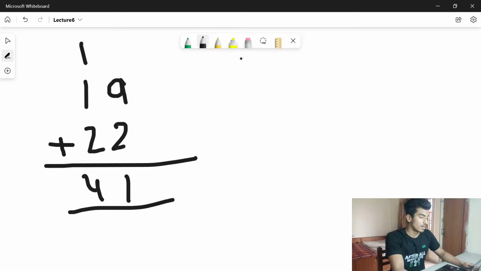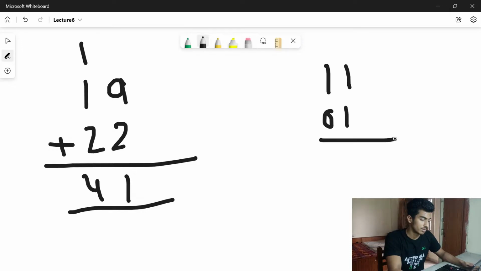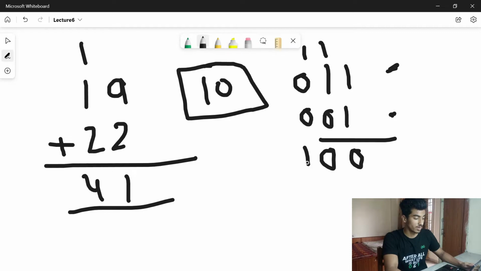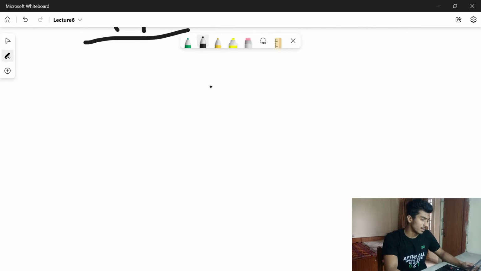Same as in binary form. Suppose I have two numbers 1, 1 and 0, 1. We know that this is 3 in decimal form and this is 1. So our outcome should be 4. So here 1 plus 1 is 2. And in binary form, we write 2 as 1, 0. So I will write here 0, and the carry is 1. So 1 and 1 are again 2. So I will write here 0, and carry is 1. Their both bits are 0. So there is 1. And this is 4 in binary form. Let us see some other example.